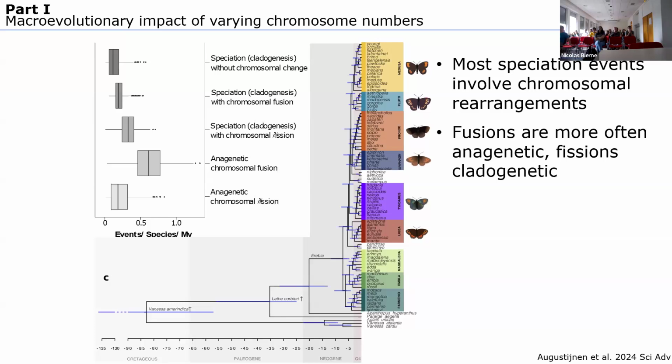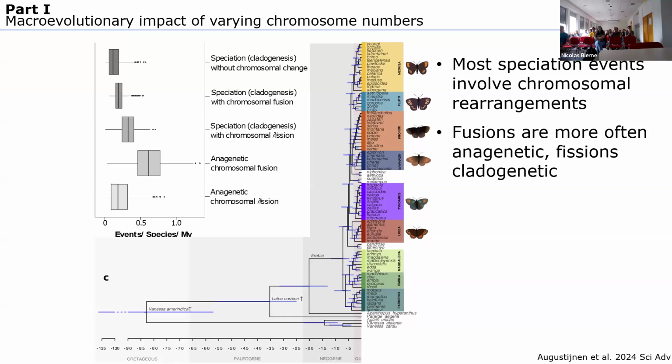And we also see that there's a difference between anagenesis and cladogenesis. Fusions seem to more often have an anagenetic component, while fission events result more often in cladogenesis. So here, using macroevolutionary inferences, we have evidence that they actually do something different. So fusions and fissions have a different impact.